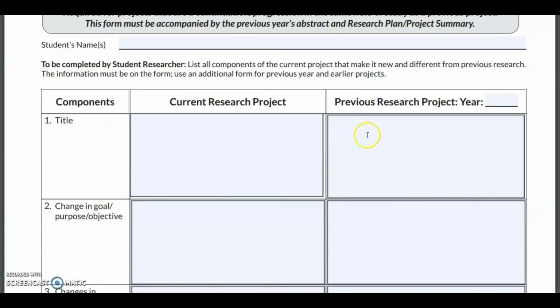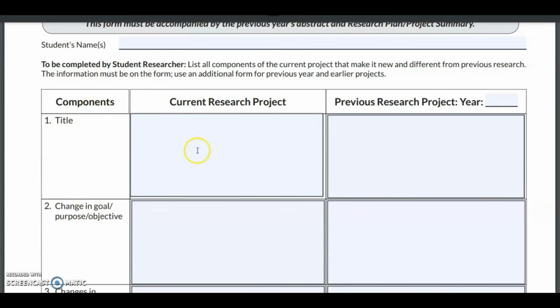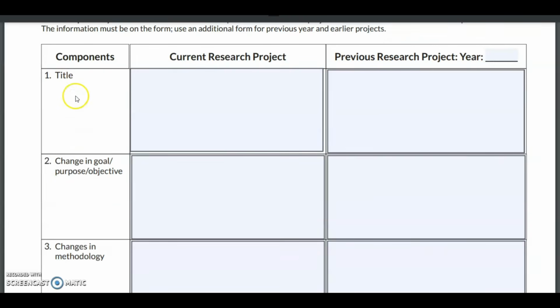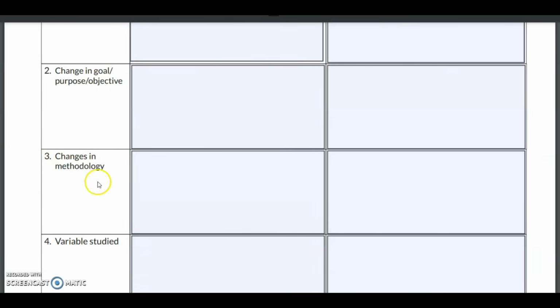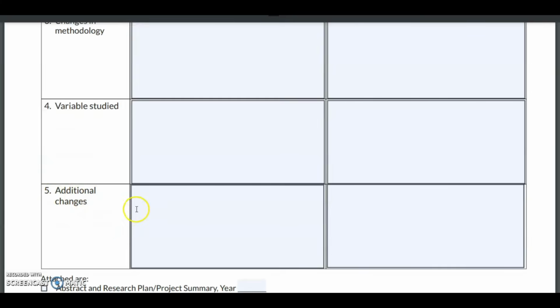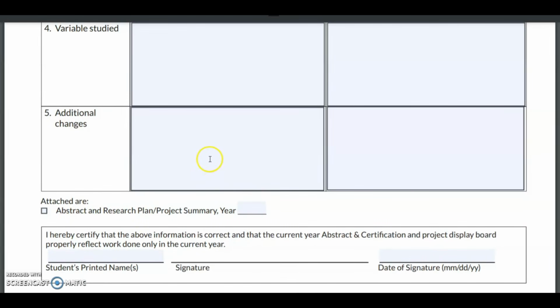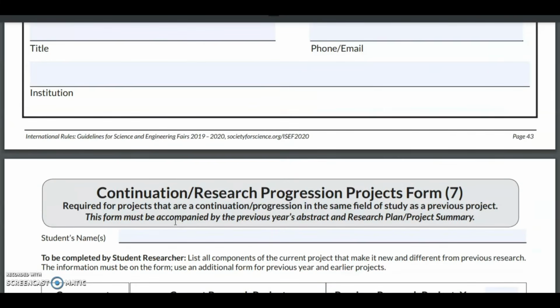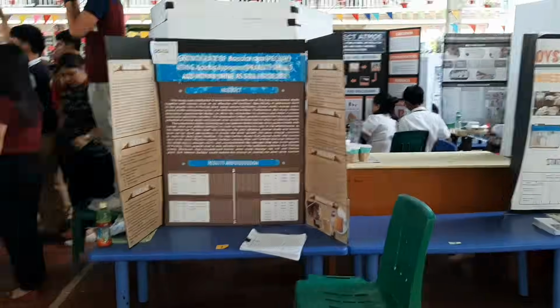As you can see, there are 3 columns here. The first column is the components, the second column is the current research project, and the third column is the previous research project. For the components, it is written here: the title of the project, change in goal, purpose, or objective, changes in the methodology, variables studied, and additional changes. At the bottom, it must be signed by the student researcher. Okay, that's all for Research Form 7.